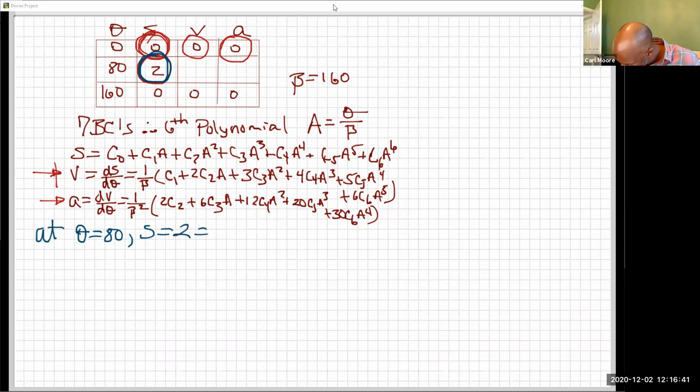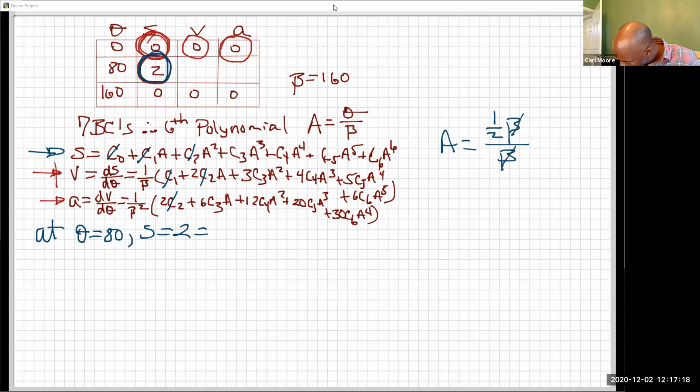Now let's look at this S equation. Okay, so we already know that the C0, C1, and C2 are gone. They were all found to be 0 previously. So when I plug it in, remember every A is theta over beta. Now, in this particular case, theta is equal to 80. So that means that our A's are equal to 1/2 beta over beta, right? Interesting, right? So what we have then is a 1/2 for A. Okay, so every one of the A's is equal to 1/2.